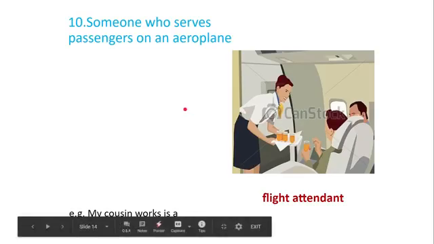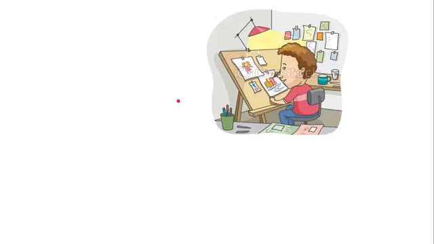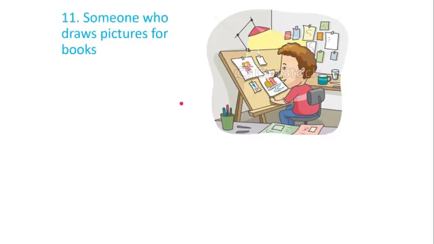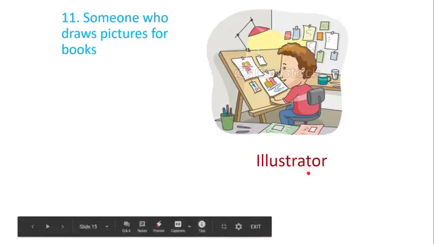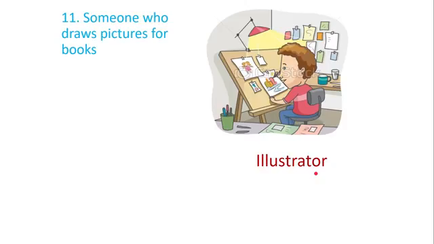Number 11. Someone who draws pictures for books. Can you guess the word or tell me what the word is? Super, it's illustrator. So illustrator here is someone who draws pictures for books, or a person who makes illustrations, especially for books.